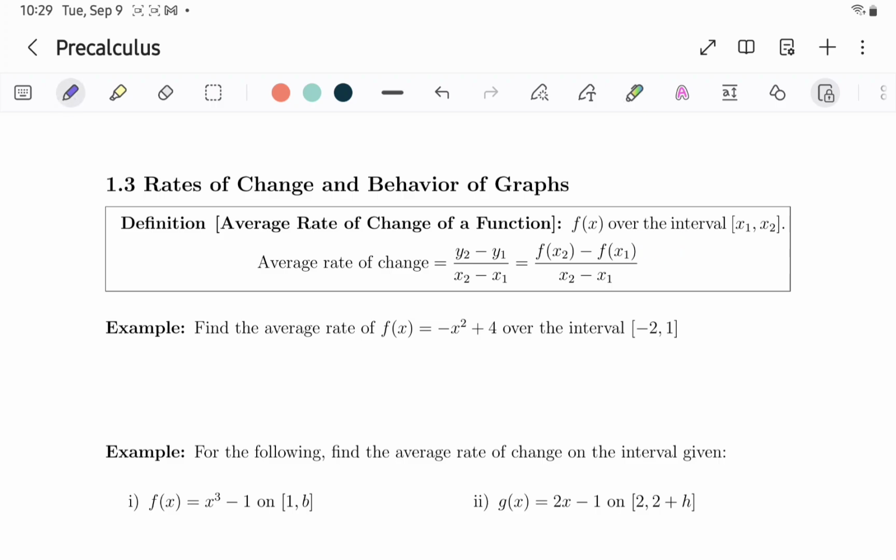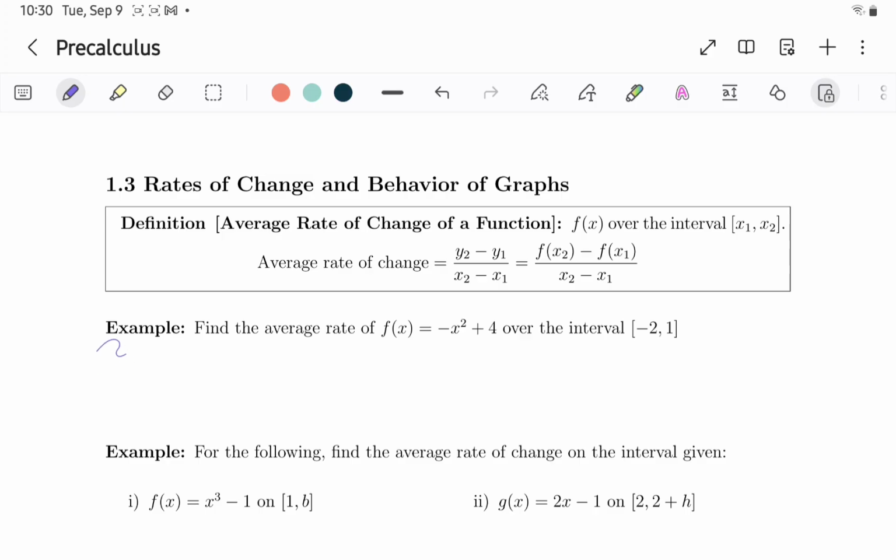All right, and so let's get into the examples. In our first example, we want to find the average rate of change of f of x equals negative x squared plus 4 over the interval negative 2 comma 1. The first thing that we are going to do is figure out what our y1 and our y2 are supposed to be. In other words, we are going to find f of negative 2 and f of 1. And then once we have those values, we'll have everything we need to plug them into the average rate of change formula, and we'll be able to figure out what that value is.